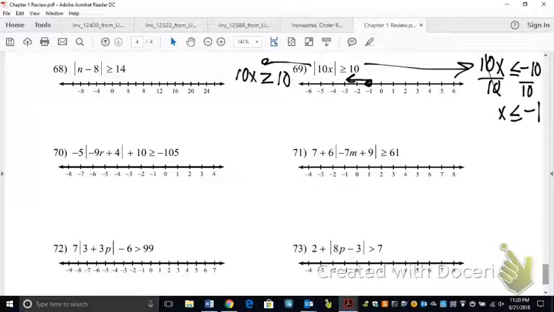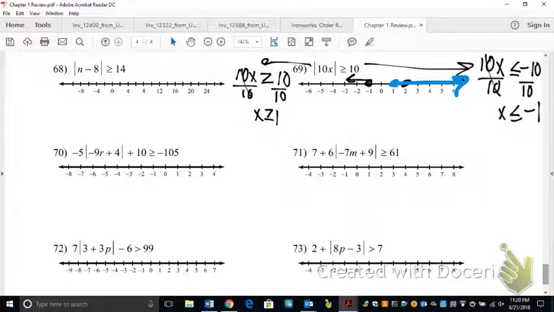10x is greater than or equal to 10. Divide both sides by 10, and I get x is greater than or equal to 1. And so this would be an or. In order to make that true, the number either needs to be greater than or equal to 1. We'll put it in the right place. Or less than or equal to negative 1.